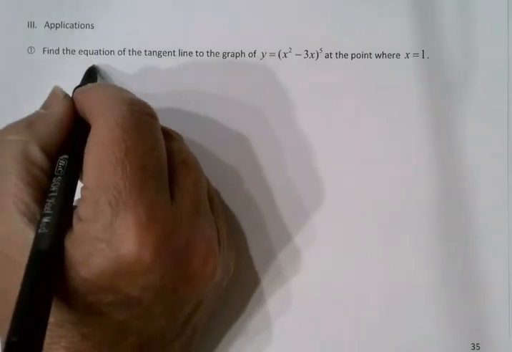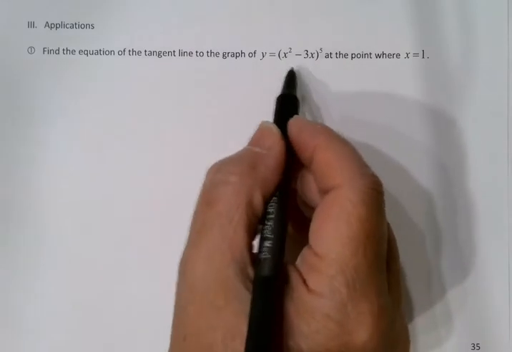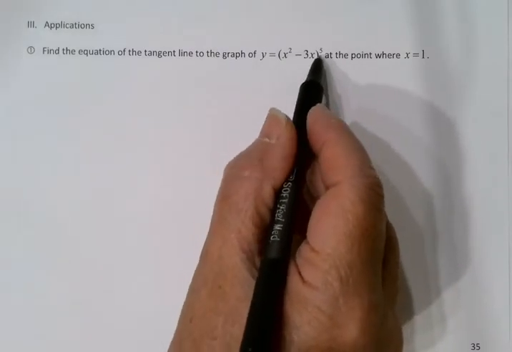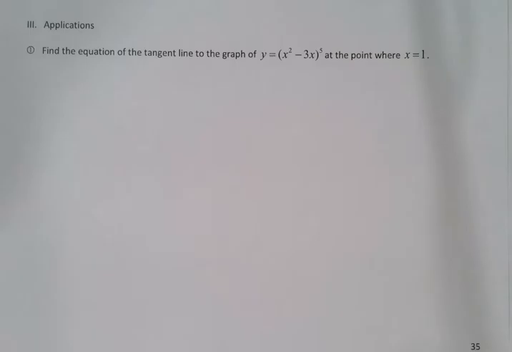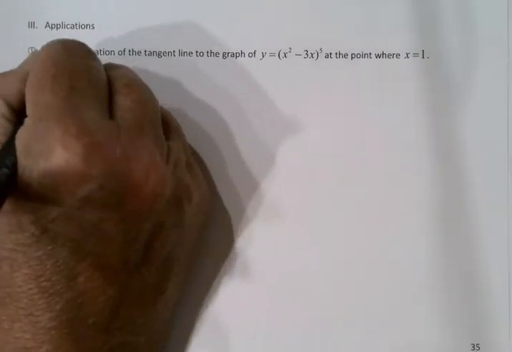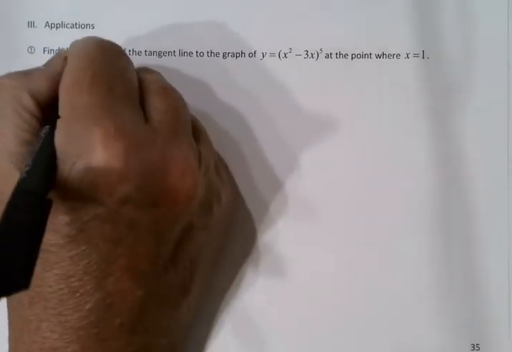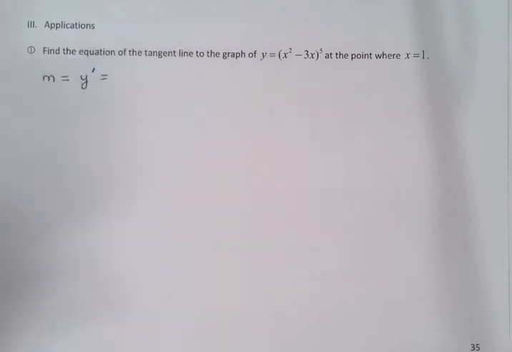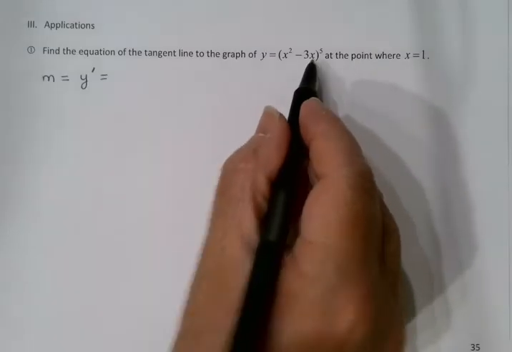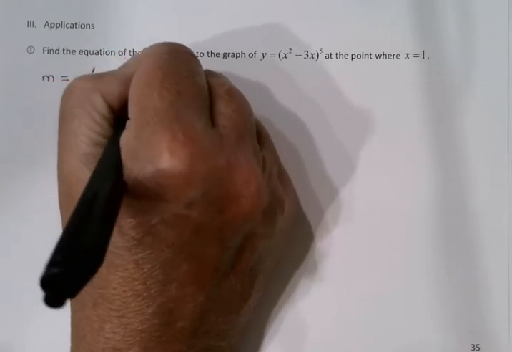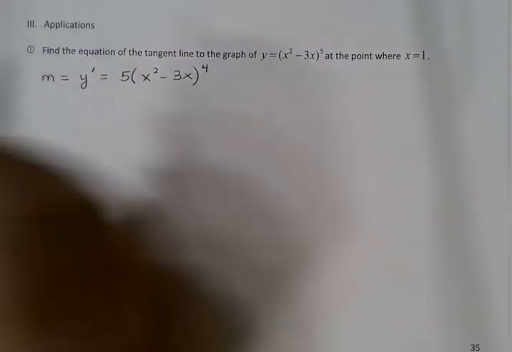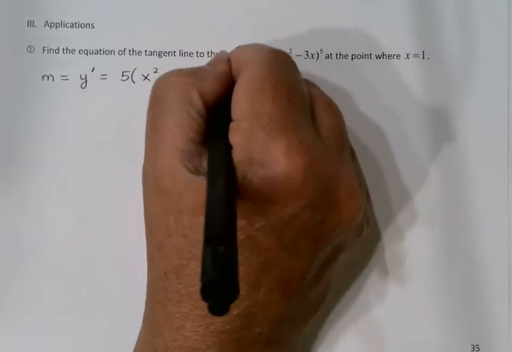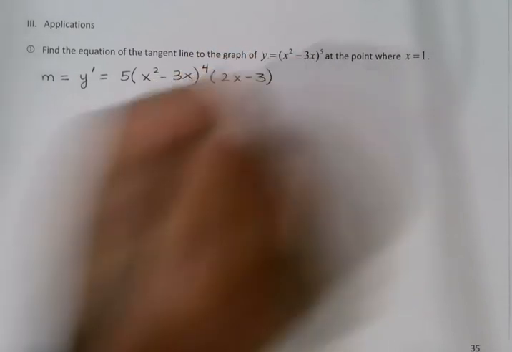Our first problem says find the equation of the tangent line to the graph y is equal to (x squared minus 3x) to the 5th power at the point where x equals 1. Remember, to find the equation of any line, we need a slope and a point. So the slope here, because it's a tangent line, is going to be our derivative. And the derivative of this function would be 5 times (x squared minus 3x) to the 4th power. There's our power rule. And then we multiply by the derivative of the inner function, 2x minus 3.